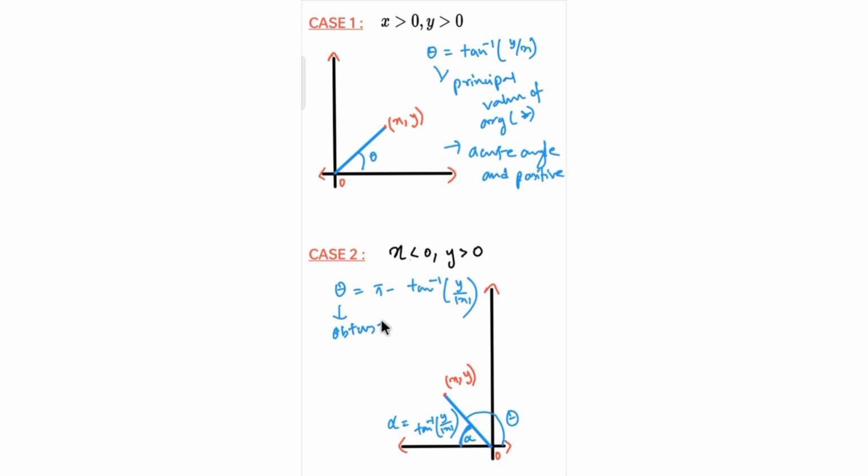So theta will be obtuse, and this is positive, and this is positive, and this gives the principal value of the argument of z. So basically the total angle is pi. I am just subtracting this value so that I get the principal value of my argument. So what is this value? This is tan inverse of y by mod x.